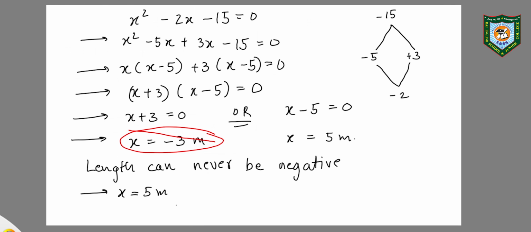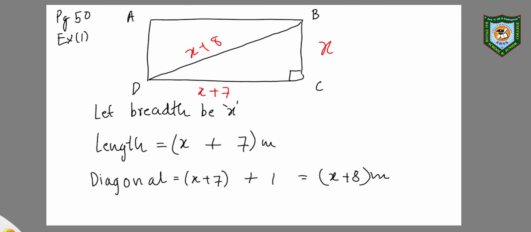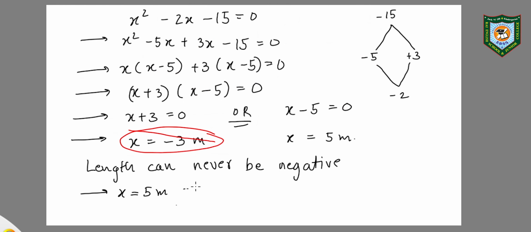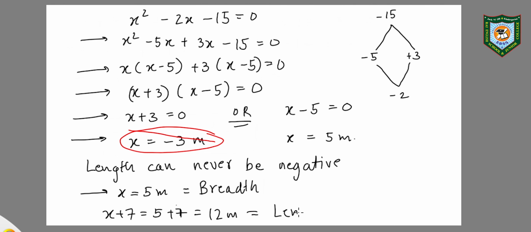Now remember, when we started, my breadth was x, my length was x plus 7. So this is equals to my breadth, and x plus 7 is equals to 5 plus 7, which is equals to 12 meter, which is equals to length. And similarly, you can find the value for diagonal.